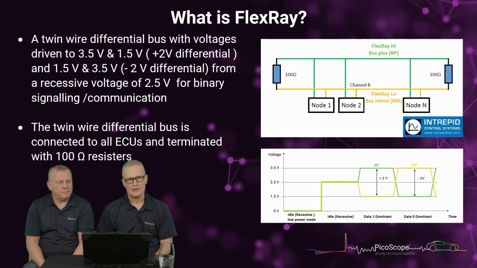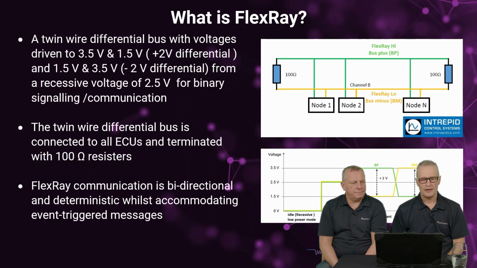Termination, of course, because it's twisted pair, slightly different to CAN, but 100 ohms, 100 ohm resistance at each end of the bus. Communication is bidirectional and deterministic, whilst accommodating event-triggered messages.